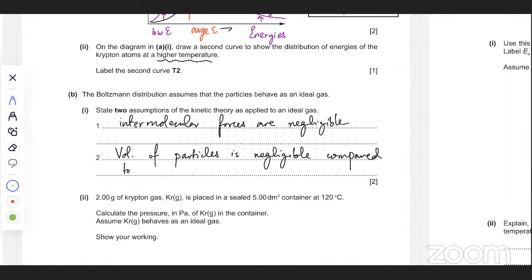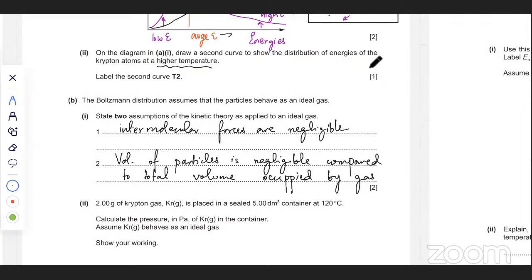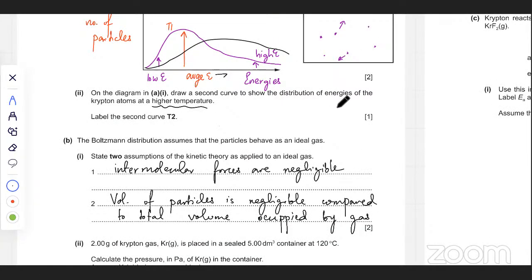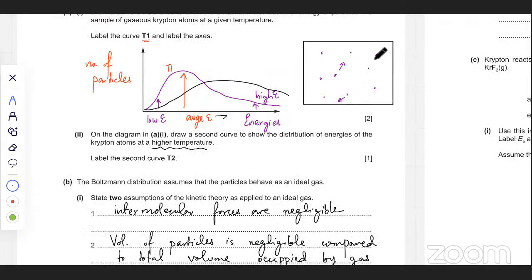Compared to the total volume that's occupied by the gas. What that assumption basically means is that if you have a container, the particles are really tiny, they don't have a lot of volume, but they're occupying a very big volume because most of it is just empty space. So that's the second assumption.